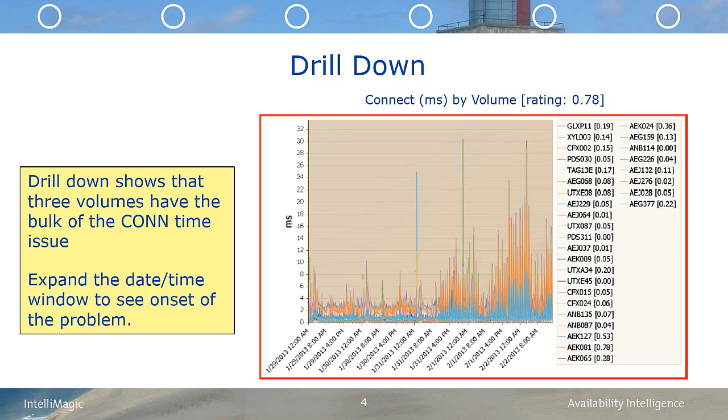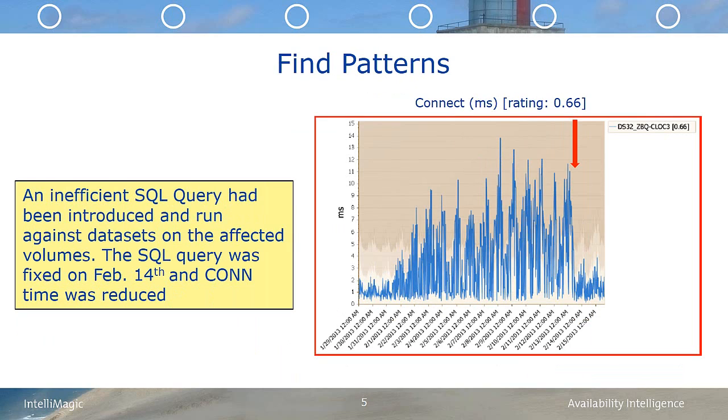So indeed, by consulting logs, it was found that at about the same time that this connect time issue started, a SQL query had been introduced and run against the data sets that were on the actual volumes that were affected. So it was easy to identify the problem because of the embedded intelligence in IntelliMagic Vision. And by finding some patterns, we were able to notice these big spiky behaviors.